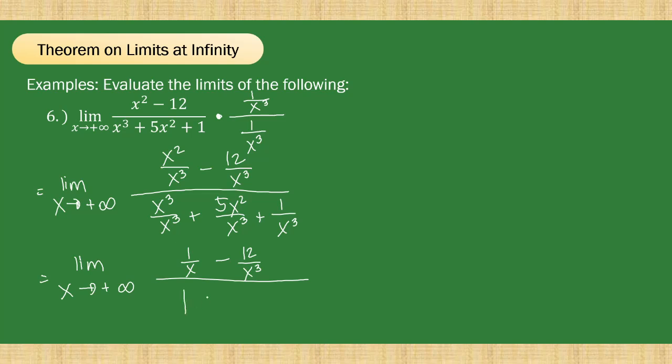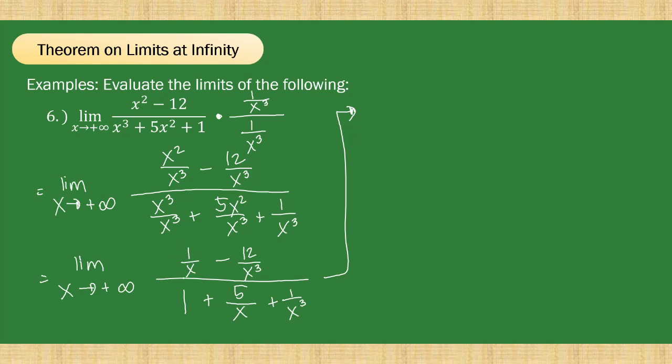So, this is just 1. Tapos, gamitan ulit ng laws of exponent dito. We have 5 over x. And dito, we have 1 over x cubed. Kuhanin natin yung limit ng bawat isa.